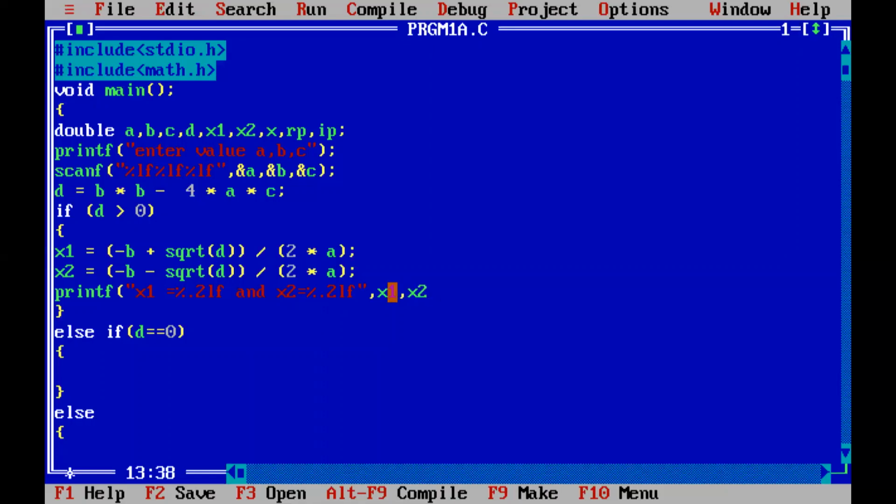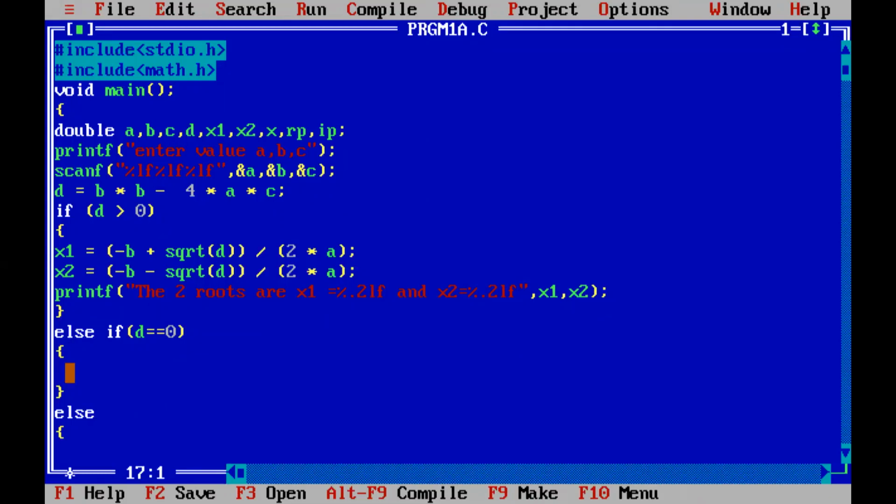So what will happen now when we give the two variables? The value of the variable x1 will be replaced in the position of the first percentage 0.2 lf, and the value of x2 will be replaced in the place of the second percentage 0.2 lf. So we have now printed the values of the roots. You know there are two roots. If you want to give a sentence also, you can give: the two roots are x1 and x2. Clear, right? So this is the root value when d is greater than 0.